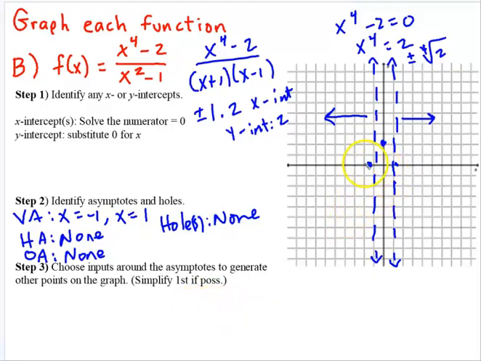All right, so let's see. What about negative 2? Let's get an output for input negative 2. And if you're wondering why negative 2, well, that's the first negative number I came to as I walked to the left. So negative 2 to the fourth is 16, minus 2 is 14. Negative 2 squared is 4, minus 1 is 3. So the decimal form of 14 thirds is 4.67, 4 and 2/3.